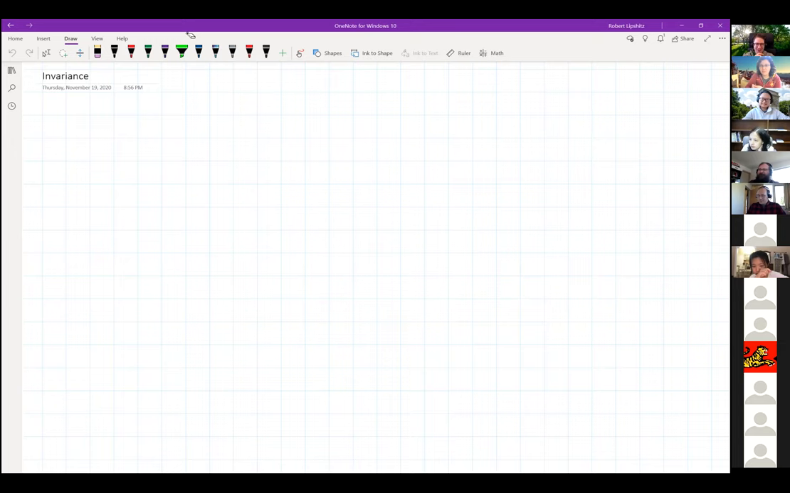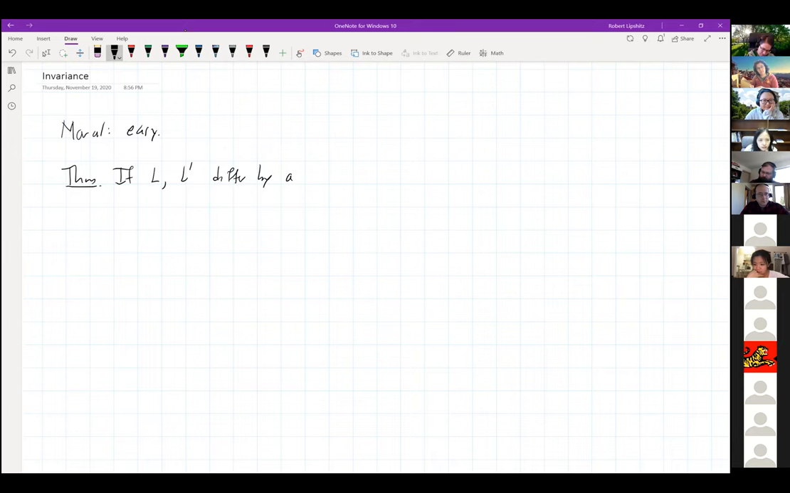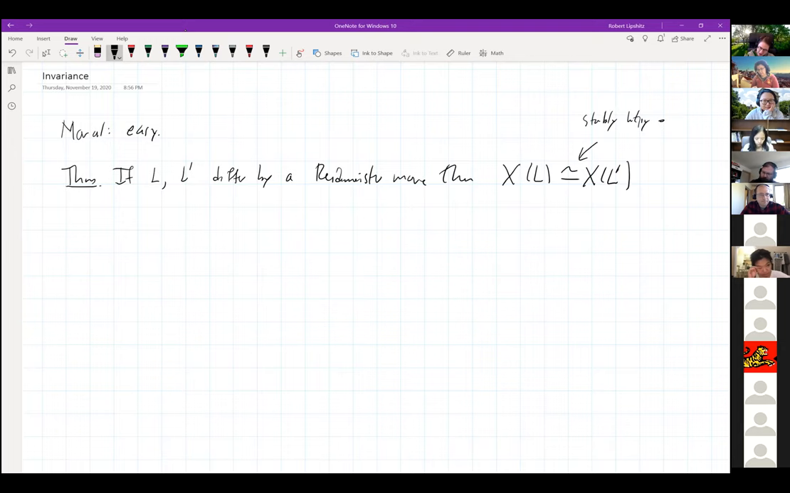I want to say a few words about invariance. The moral here is that it's easy. The theorem is that if L and L prime differ by a Reidemeister move, then the space associated to L is stably homotopy equivalent to the space associated to L prime. Stably homotopy equivalent means homotopy equivalent after doing some number of suspensions, if we're doing spaces. So you can suspend them both some number of times, and they become homotopy equivalent. So, ingredients.